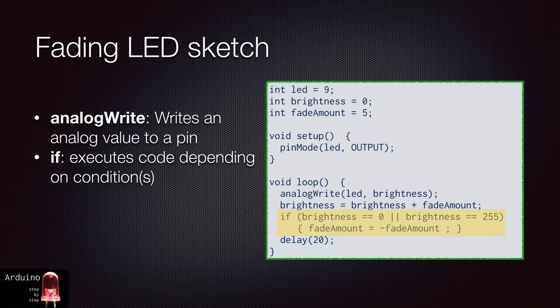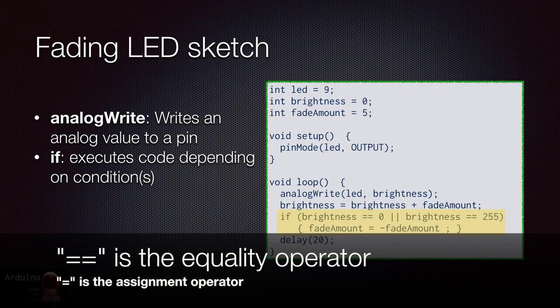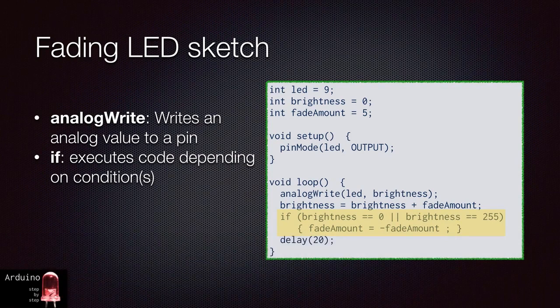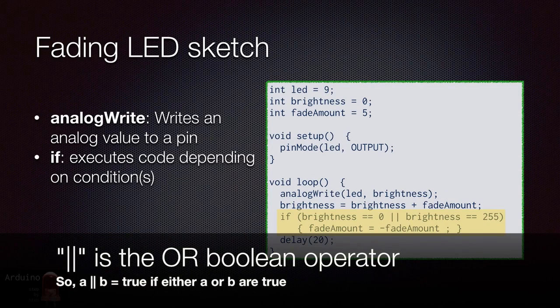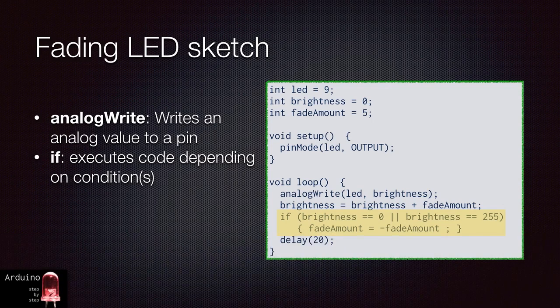In the statement, if (brightness == 0 || brightness == 255), and notice here the double equal sign, which tests for equality and is not an assignment, and the or, which is denoted by the two vertical lines, the part within the parentheses is called a condition. So, in our example, whatever is between the curly brackets will be executed if either brightness is 0 or brightness is 255.